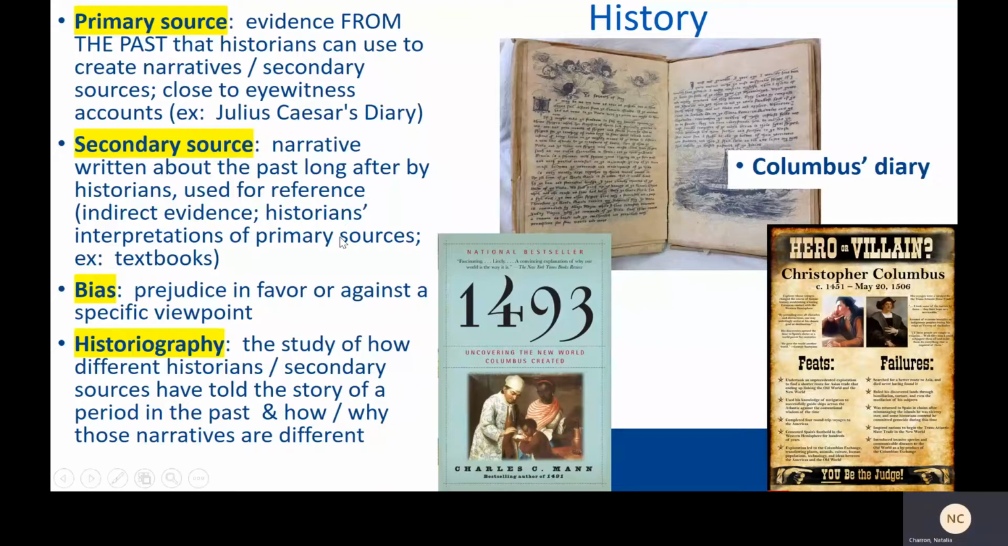Bias. Often we hear the word bias in an extremely negative context, and for good reason. But really, it just means prejudice in favor or against a specific viewpoint. Bias can be conscious. You might be aware that you have biases. You might not be. They might just be a product of the time and place that you were raised in, right?